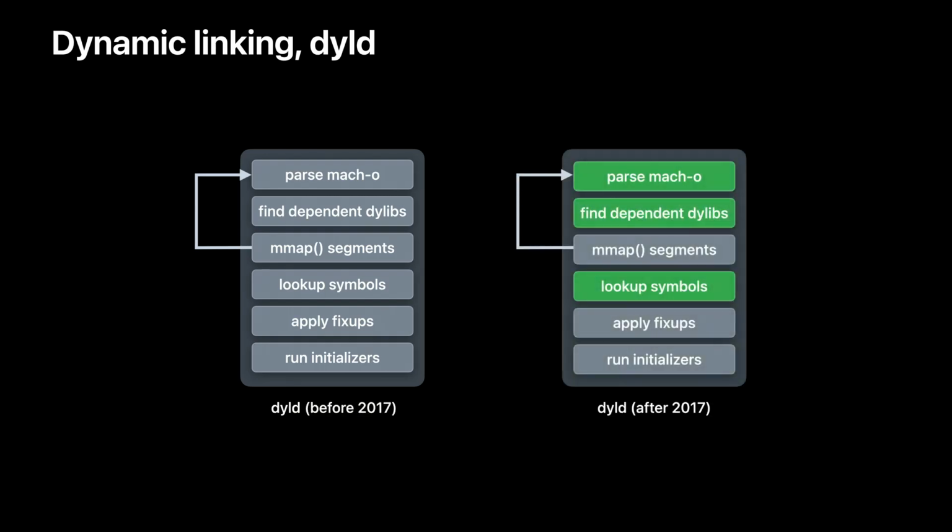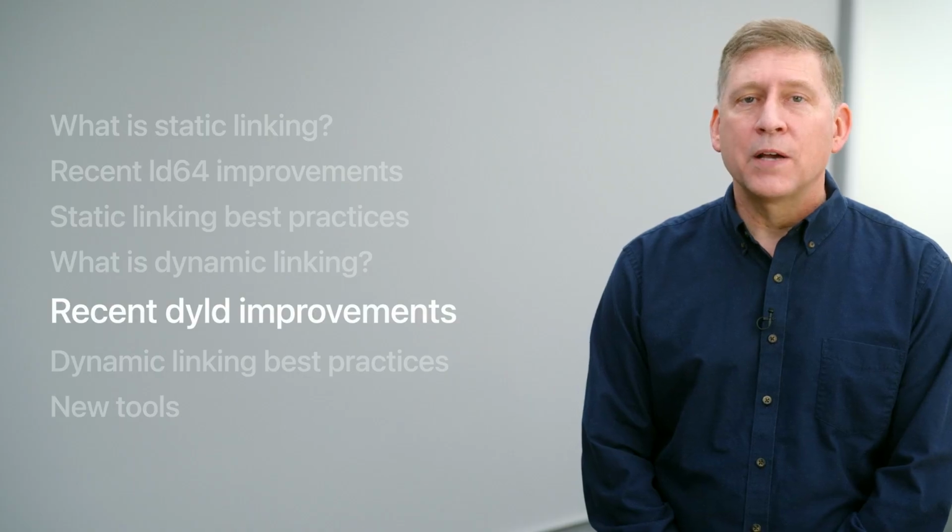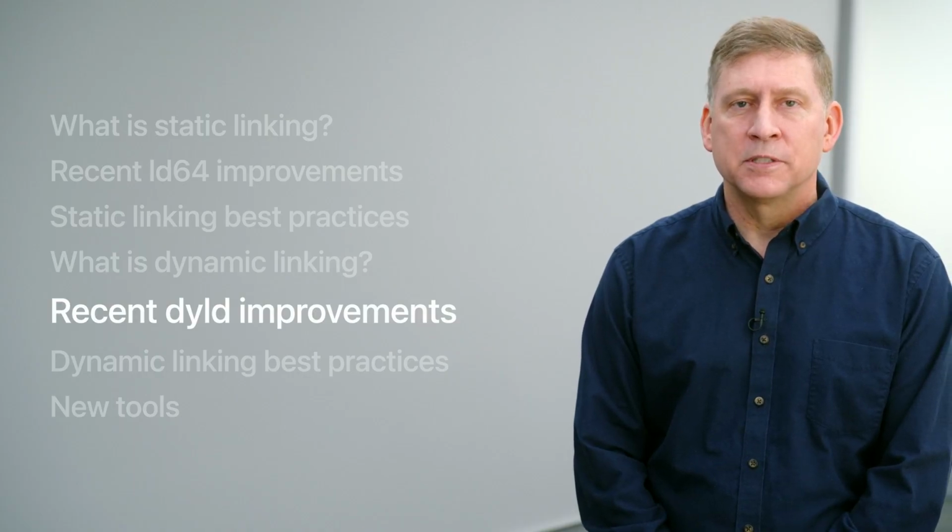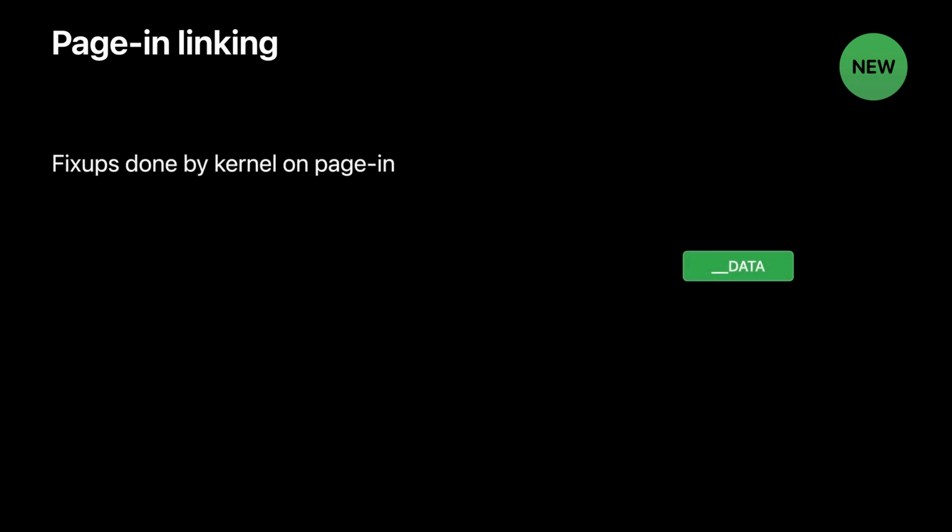5 years ago, we announced a new dyld technology. We realized the steps in green above were the same every time your app was launched. So as long as the program and dylibs did not change, all the steps in green could be cached on first launch and reused on subsequent launches. This year, we are announcing additional dyld performance improvements. We are announcing a new dyld feature called page-in linking. Instead of dyld applying all the fixups to all dylibs at launch, the kernel can now apply fixups to your data pages lazily on page-in.